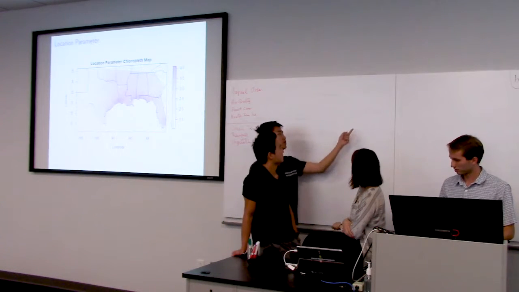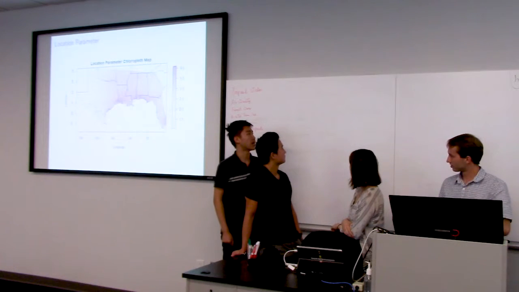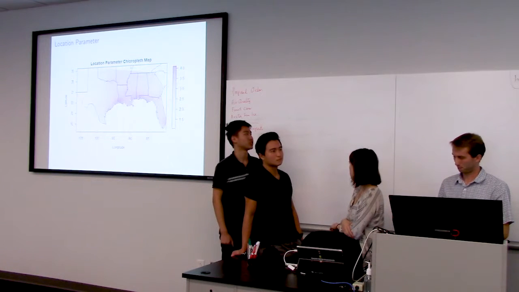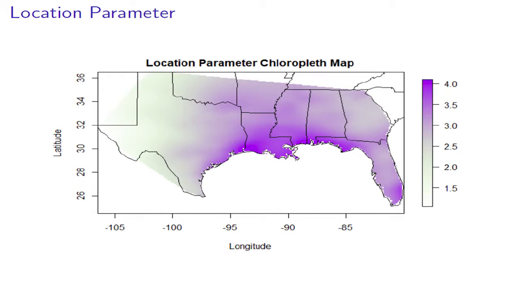This is the shape parameter. We actually didn't see a real world application to this, so it's really just a parameter for this model. On this slide, you will see the location parameter.